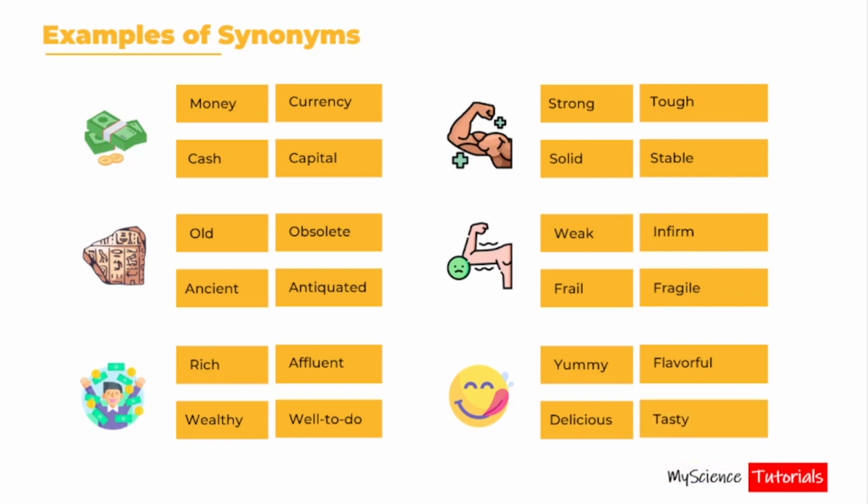You can also use tasty. Wow, this is so tasty. The spaghetti bolognese is very tasty. It is very delicious. It is very flavorful, or it is very yummy. So these are some examples of words and their synonyms, which also means the same thing. And this gives you more control over your English and how you express yourself among your peers or your colleagues.